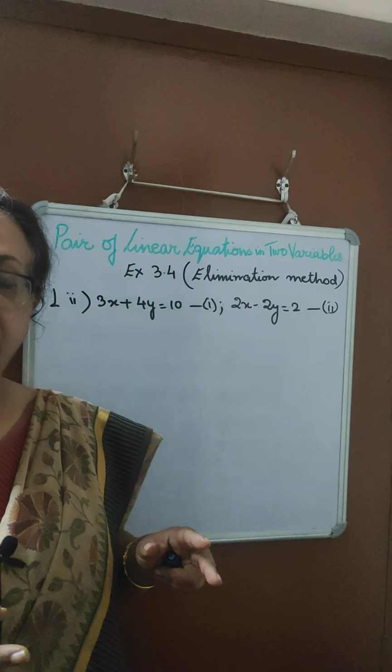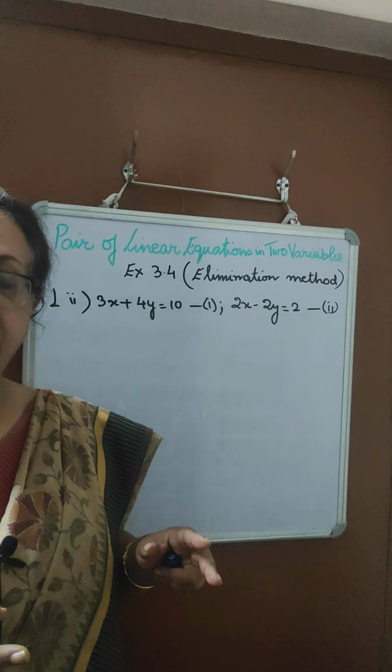You have learned substitution method. We will now see elimination method, and then another method you have, cross multiplication method. Three methods for solving a pair of linear equations algebraically. Now here we start with exercise 3.4 and take a question from your NCERT book. Question number 1. Say the second one.